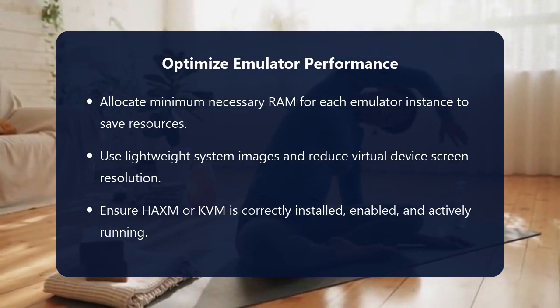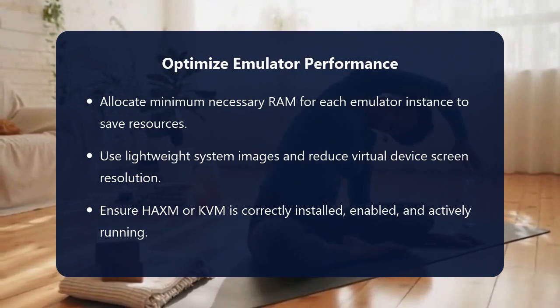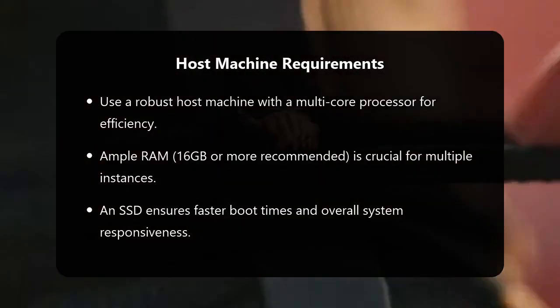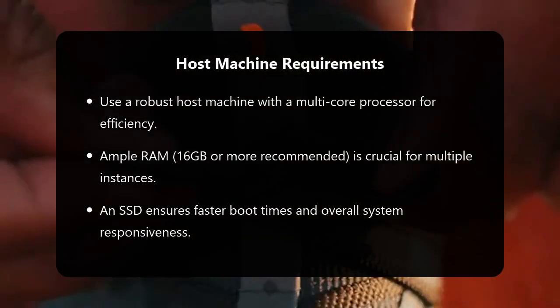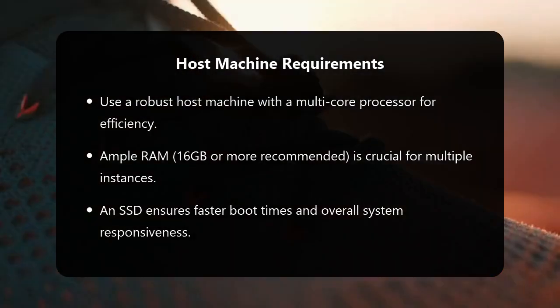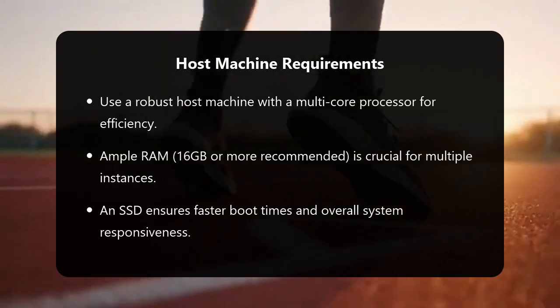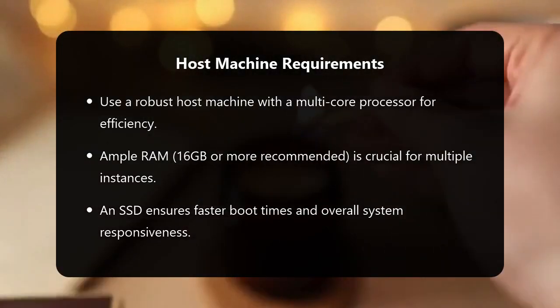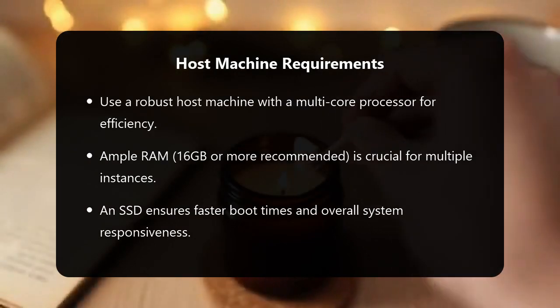Each instance consumes significant system resources: CPU, RAM, and even GPU for rendering. Your host machine needs to be robust, ideally with a multi-core processor. Ample RAM, 16 GB or more, is highly recommended, and an SSD for faster boot times and overall responsiveness.